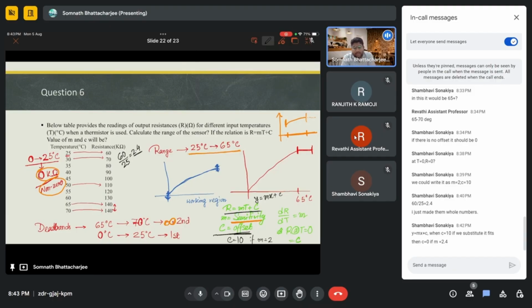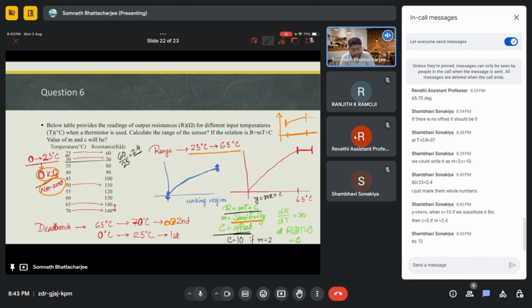We can't check only the first value, right? In this case, if we are checking this value, it's 72, right? Then c will be minus 2. It is not a feasible number, right? We can't get a resistance of minus 2, negative resistance. So our m is an incorrect number. How to get m?